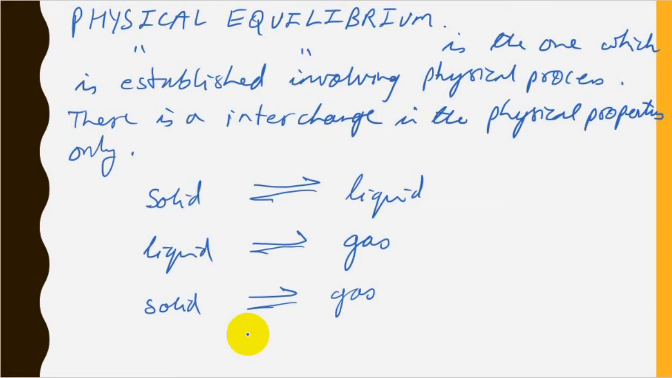Yeah. So these three types of equilibrium, let's see one by one again. These all are physical, only physical changes are taking place. The change of state is involved, isn't it? Chemically, the substance remains the same. Okay, so this you will have copied, isn't it? So we'll start with one by one. The first one we'll see is solid liquid equilibrium.